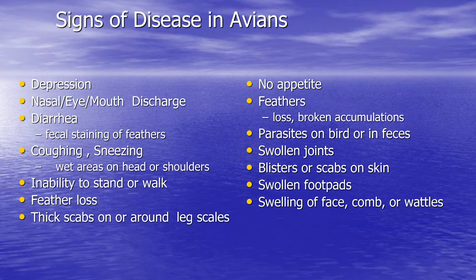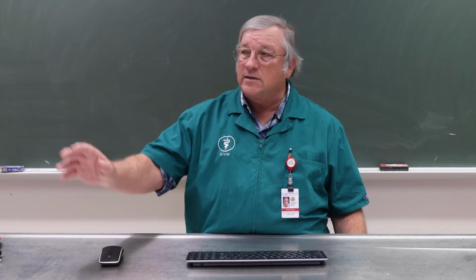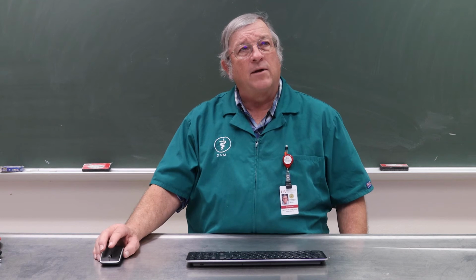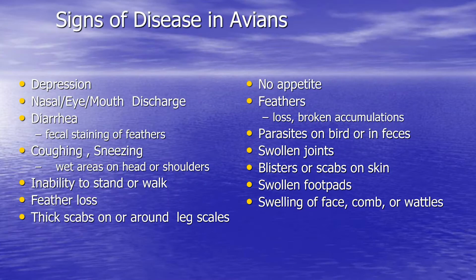Now, here are some signs of disease in avians. This would fit for any avian species. Depression. What we mean by that is the bird is basically just sitting over there by itself, not interacting with anyone else. Maybe a discharge from the nostrils or the eye or the mouth. Diarrhea. Many times this is evidenced by fecal staining of the feathers. Coughing or sneezing. You may not hear the bird's cough. You may be able to see wet areas on the head or the shoulders because they will, in essence, wipe their beak, their nostrils, on their wings.